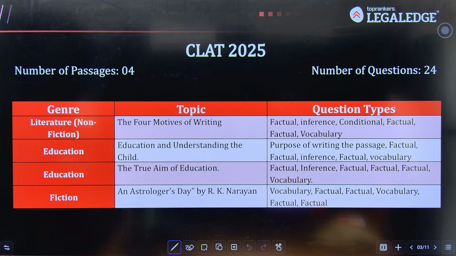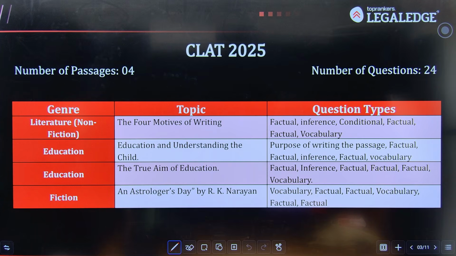1 question was around conditional sentence: if this were the situation, what would it be? What would be the end result? And 1 vocabulary-based question. Now, the second and third passages were around education. The title of the passage can be Education and the Understanding of the Child. The questions asked in the second passage were around the purpose of writing, that is the primary purpose of the passage. There were 3 factual questions, 1 inference-based question, and 1 vocabulary-based question.